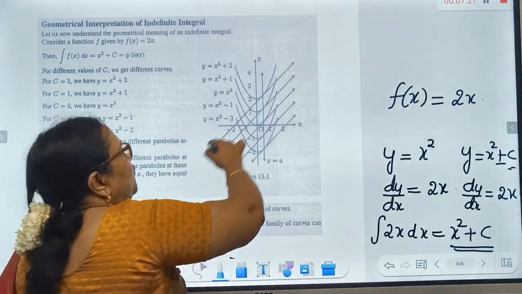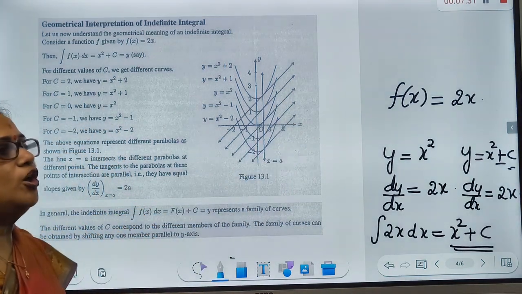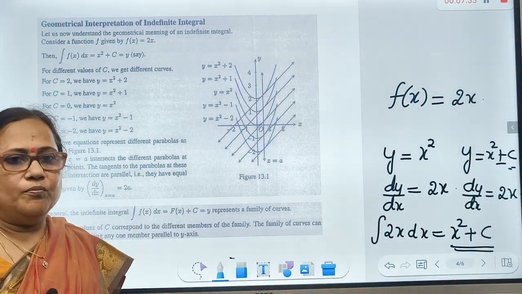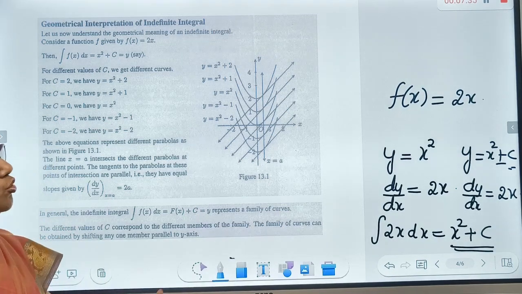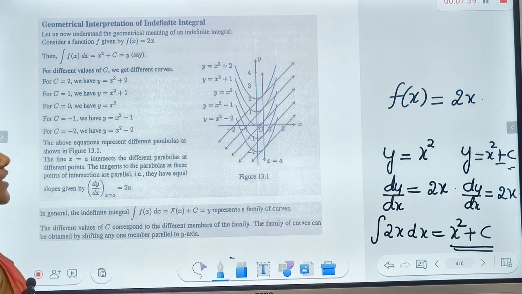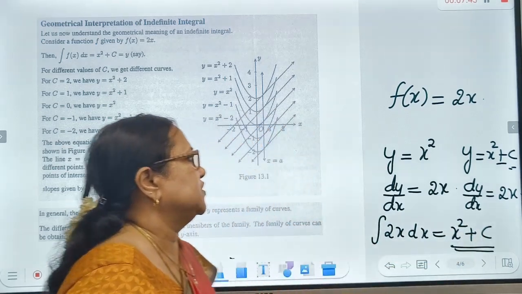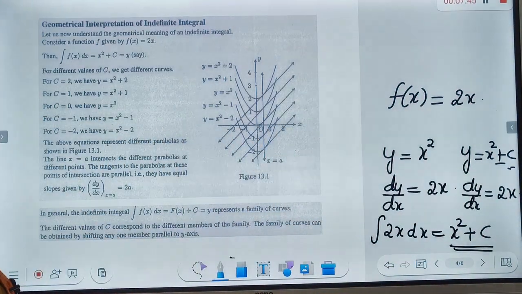And if you draw the tangents, you can see that they are all parallel. So they all have the same slope. That is why the derivative is 2x for this family of functions. So the integral is not just one curve but a family of curves. Are you able to follow?